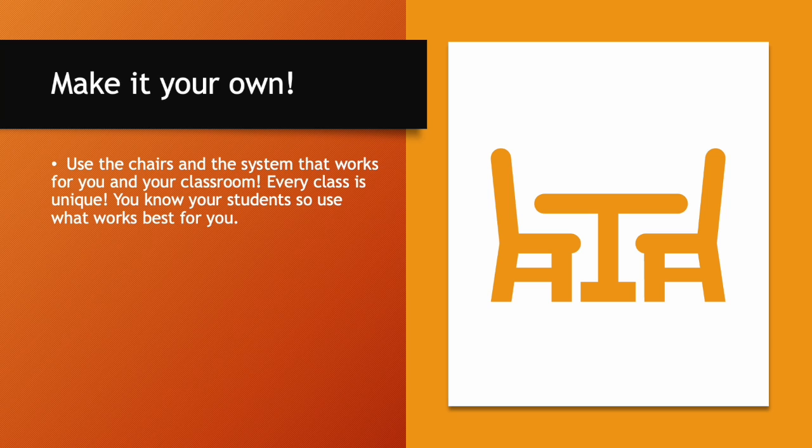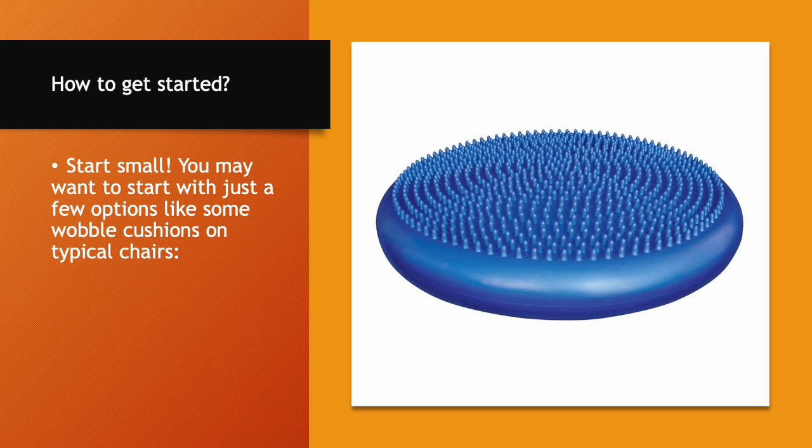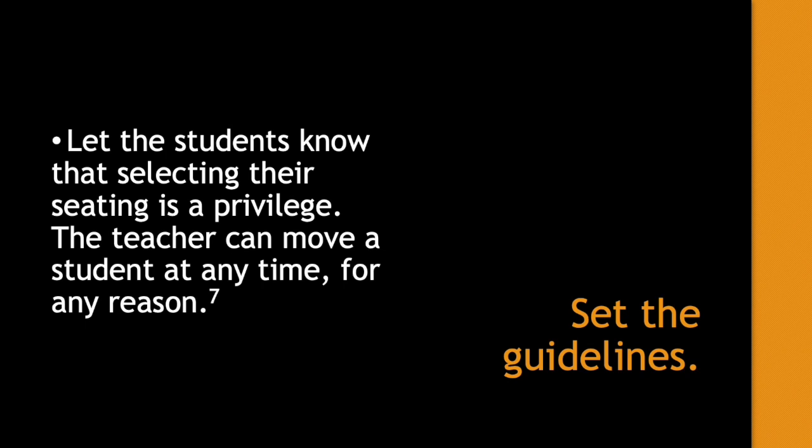You want to use the chairs in the system that works for you and your classroom. Every class is unique. You know your students, so use what works best for you. As we said, start small. You may want to start with just a few options, like some wobble cushions on a typical chair. Let the students know that selecting their seat is a privilege. The teacher can move a student at any time for any reason.